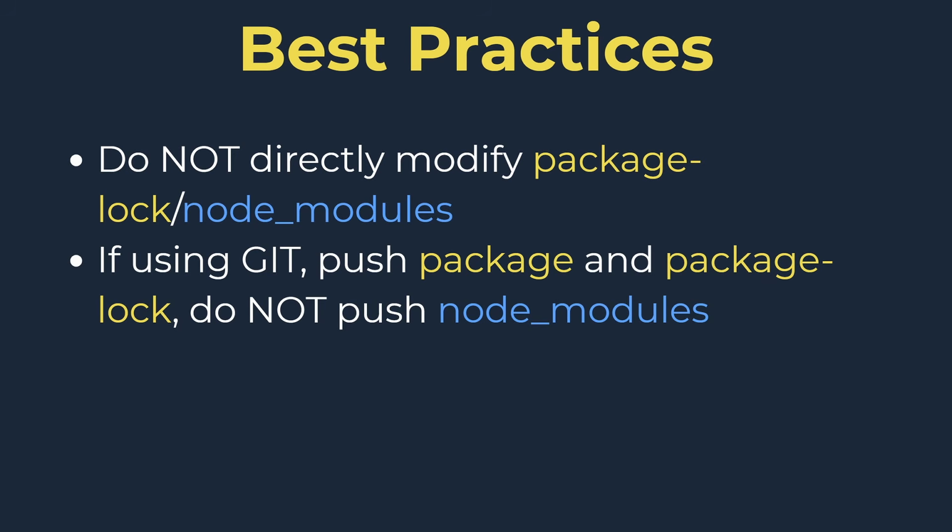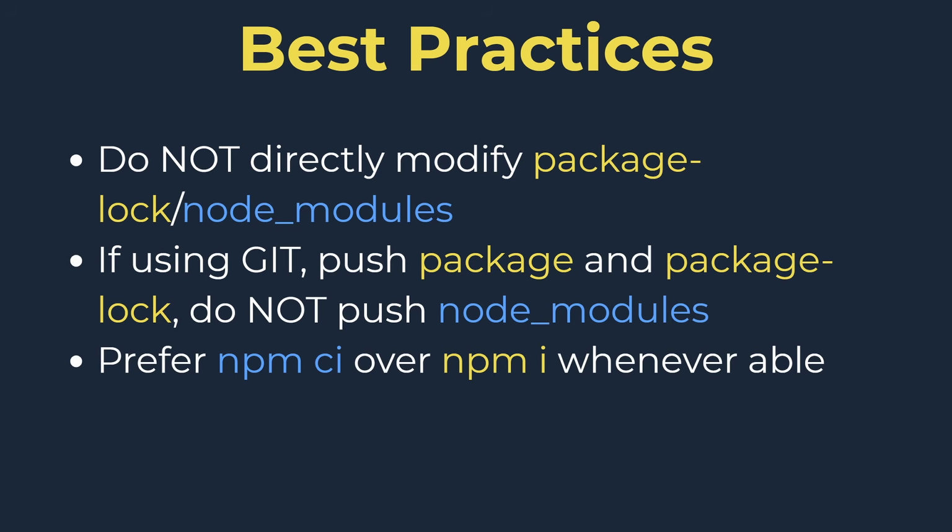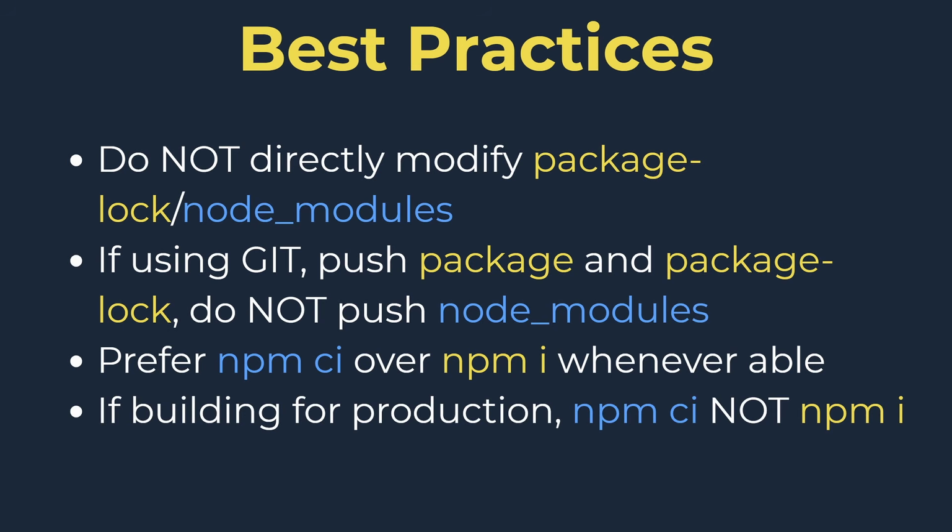If using Git, push package and package lock, do not push node modules. If you push package and package lock, that will ensure yours and everyone else's package files are in sync, allowing people to just run npm ci to get the updated package code. It keeps it super clean. Next, prefer npm ci to npm i when able to for the overhead and security reasons I mentioned just a moment ago. And lastly, when building for production, use npm ci, not npm i.